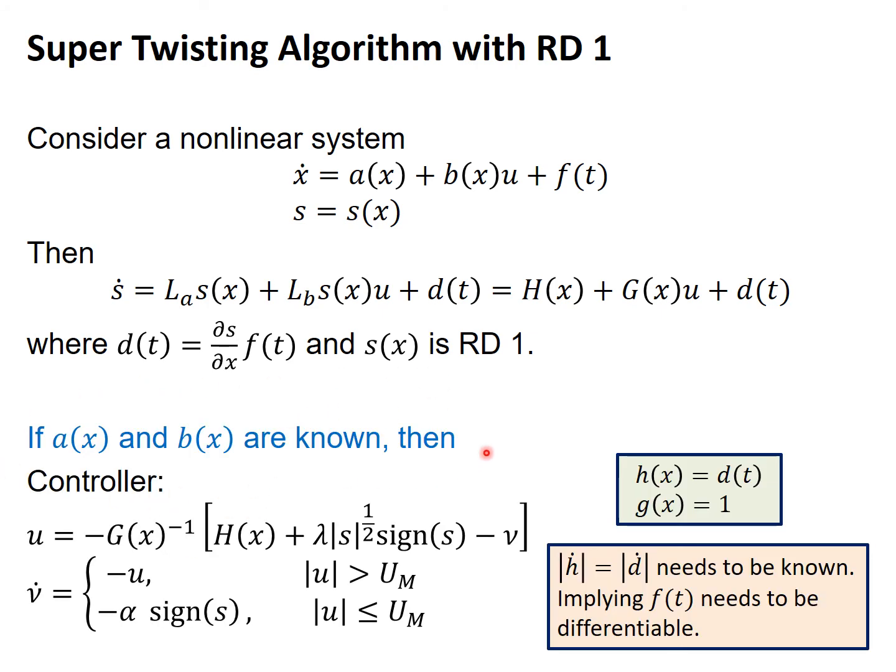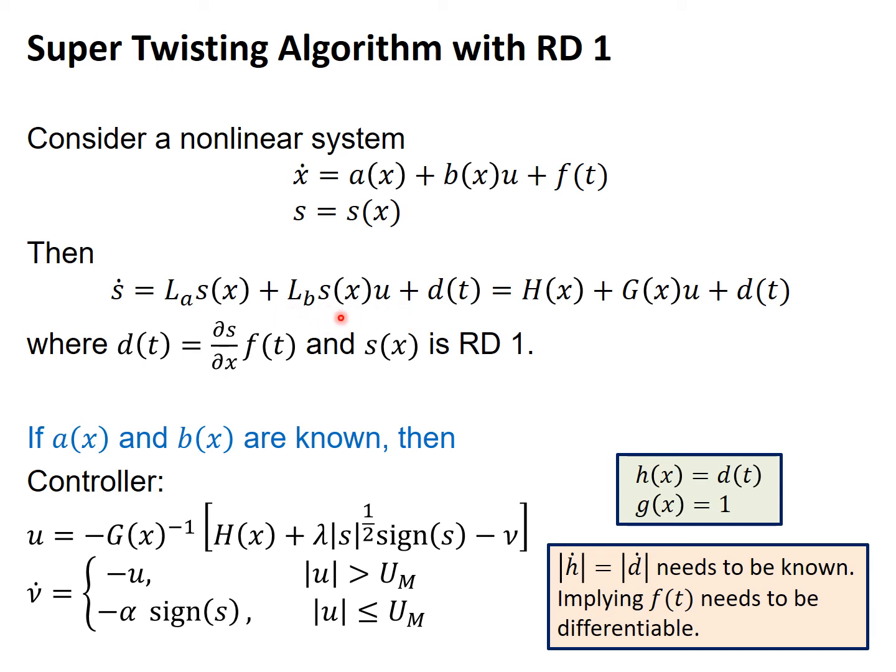If Ax and Bx are known, what does that mean? This means that hx and gx get known. These are also known. So if hx and gx are known, then we can have the controller like this, obviously provided that gx is invertible, and of course gx will be invertible because this is non-zero everywhere in the domain that we are working in.